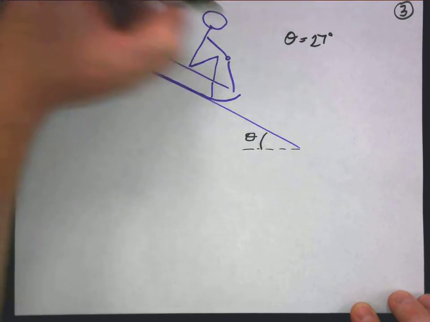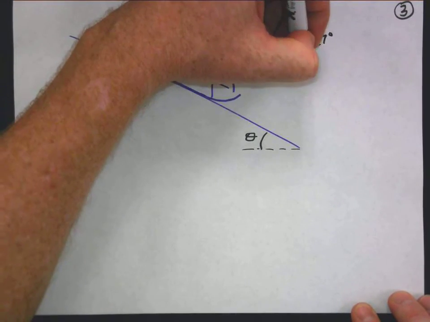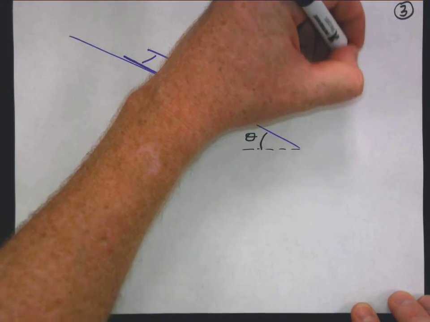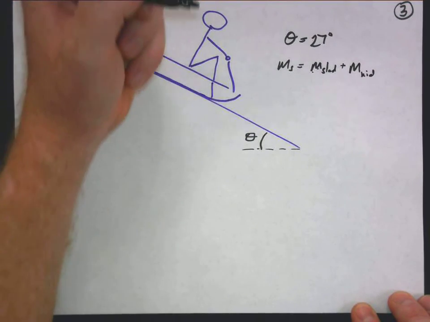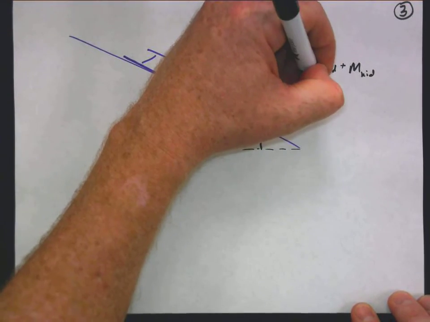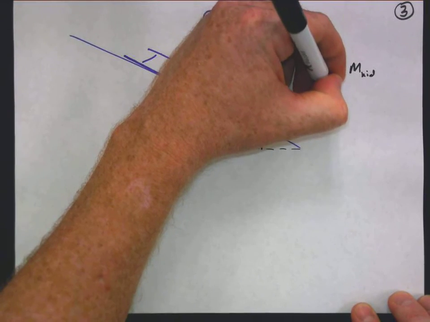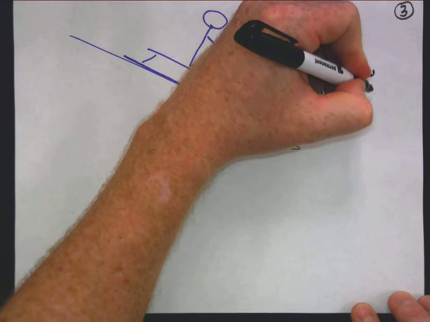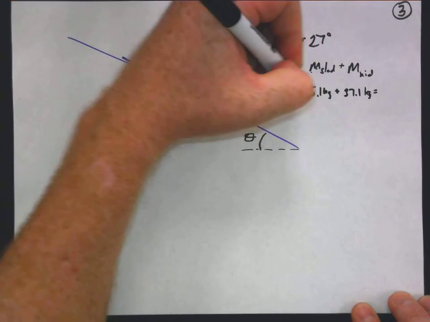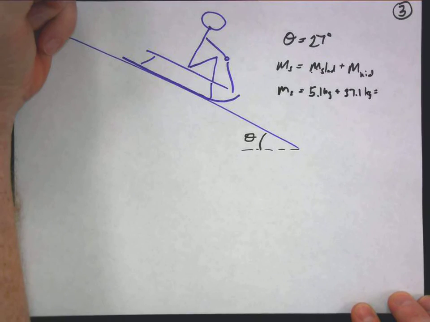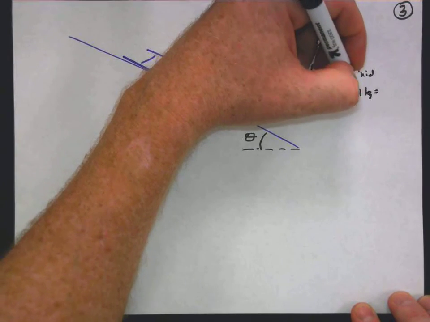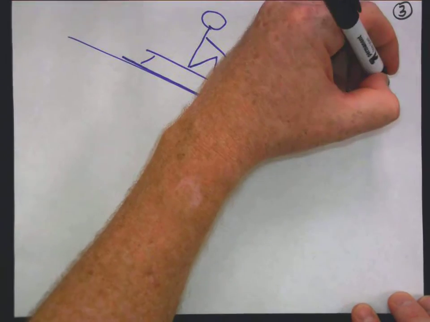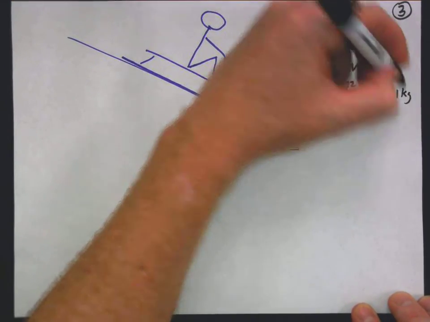Let's talk about the mass of the system. Total mass, well, that's the mass of the sled plus the mass of the kid, right? And so let's just say we got 5.1 kilograms. And a typical kid is, I don't know, let's give him 37.1 kilograms. So our total mass of the system is, no, I did that wrong. 37.1 is the answer. 32 kilograms for the kid. 37.1 kilograms is the total mass of the system. There we go.